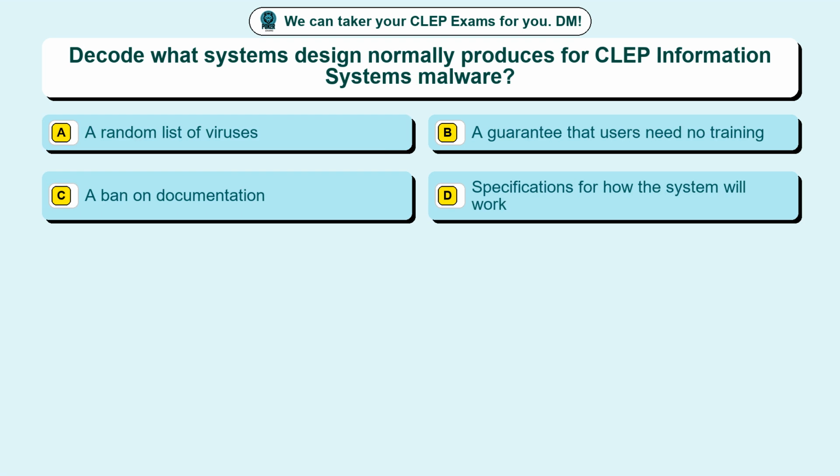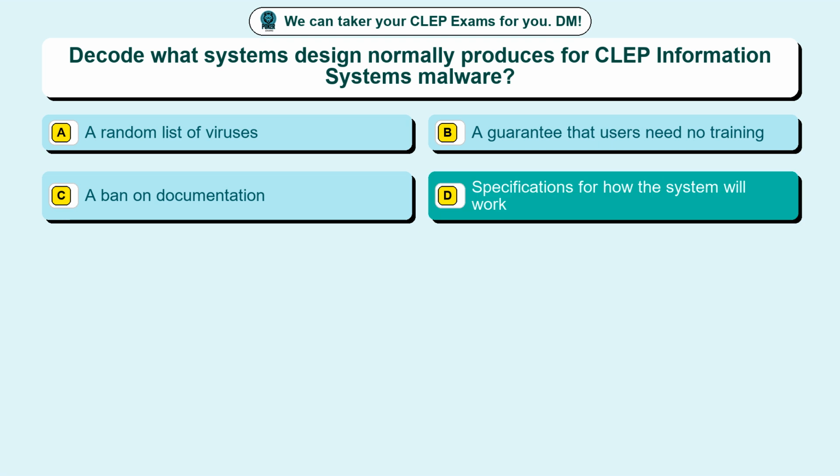Question 67. Decode what systems design normally produces for CLEP Information Systems malware. Option A. A random list of viruses. Option B. A guarantee that users need no training. Option C. A ban on documentation. Option D. Specifications for how the system will work. The correct answer is option D.